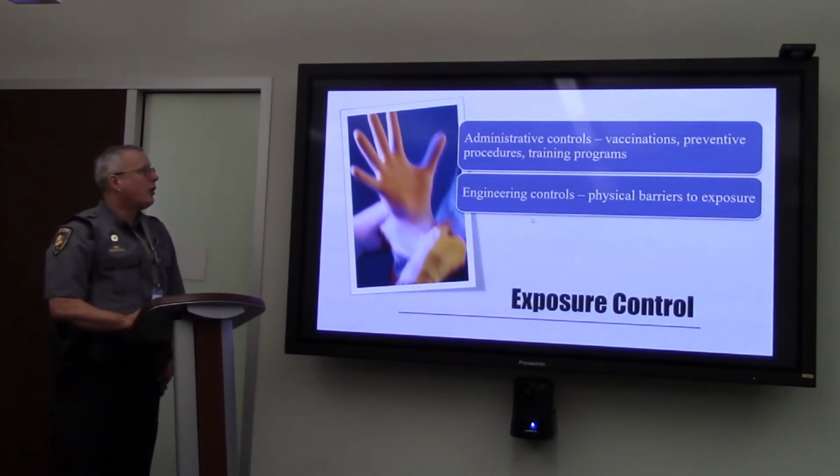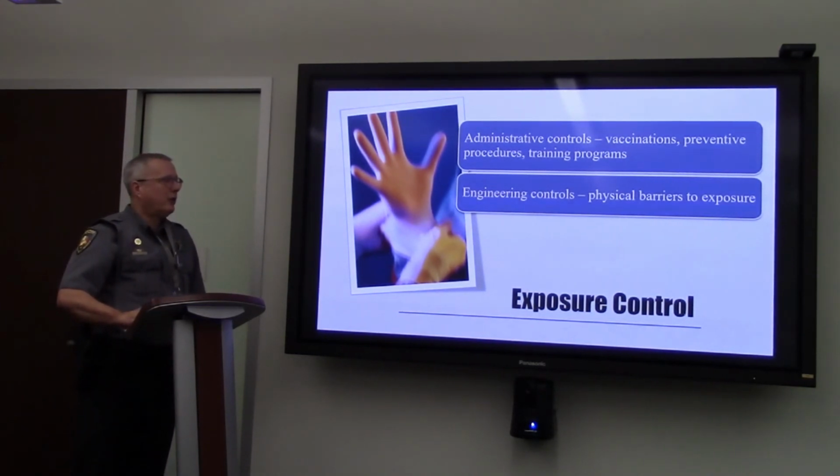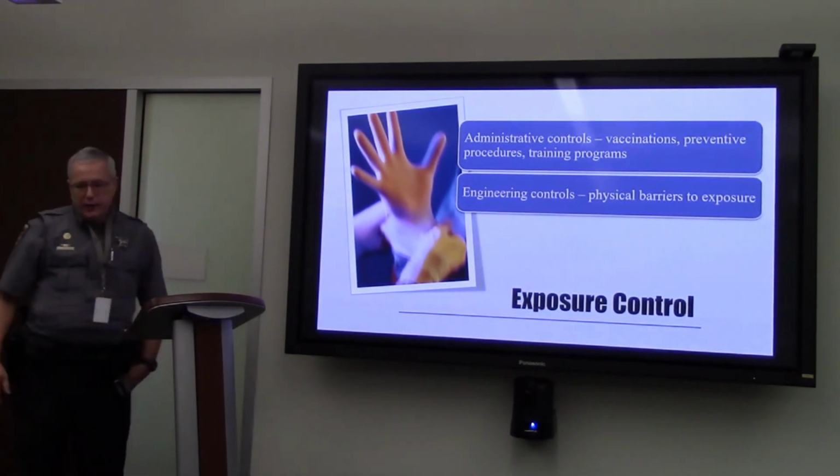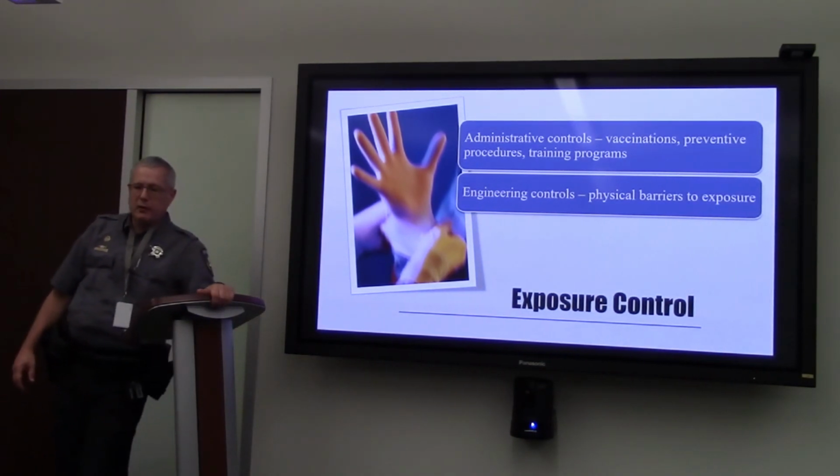Second thing that we would talk about are engineering controls. These are physical barriers to exposure. You see these a lot in healthcare facilities, you see them a lot in medical equipment.